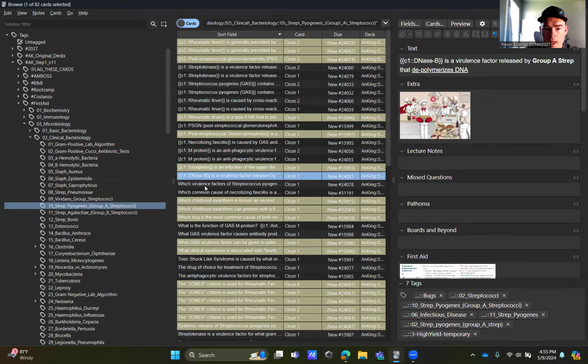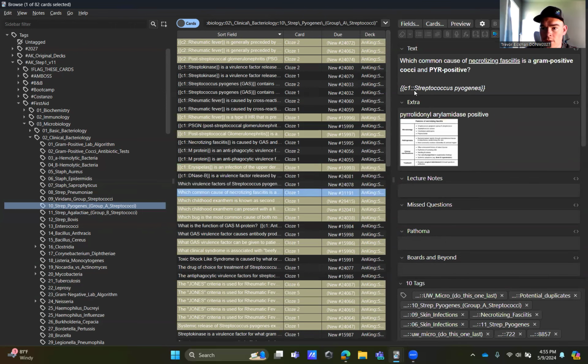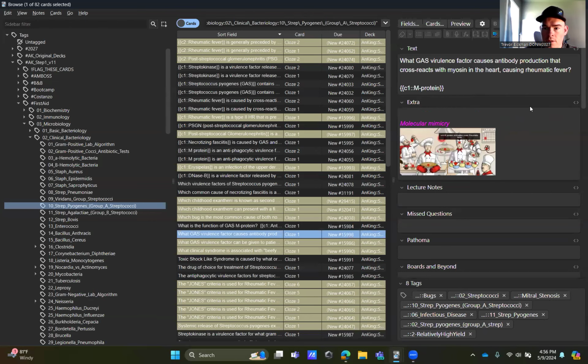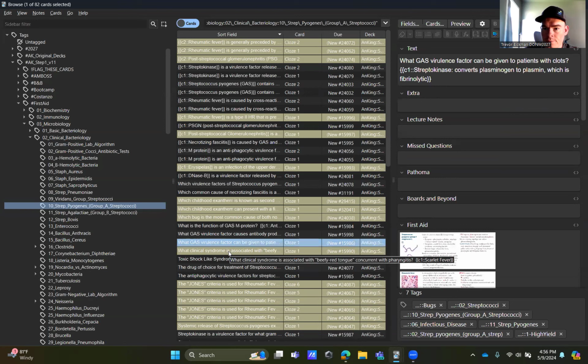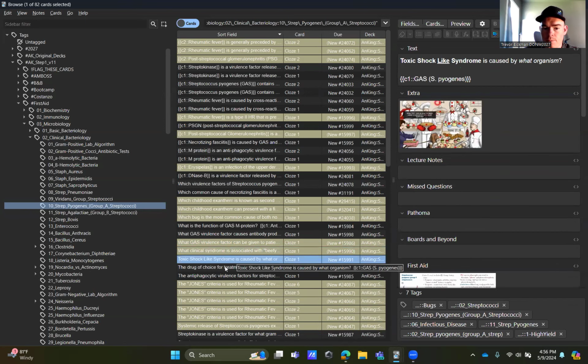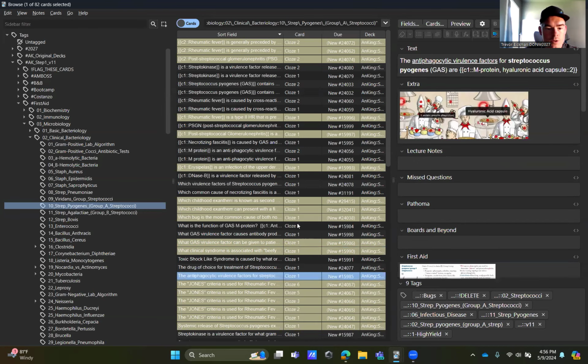Then you're going to pick up DNase, this card here talking about virulence factors, and then this one talking about necrotizing fasciitis. Skipping 3, come down to the GAS M protein card, and then pick up this M protein by kind of reverse question card. Skipping over this one, and this one talking about scarlet fever, you're going to pick up toxic shock-like syndrome and the two following it, which are there.